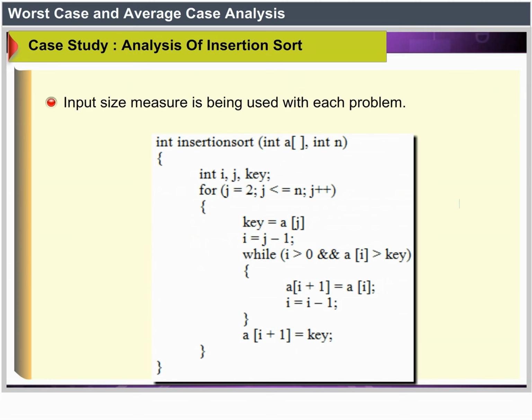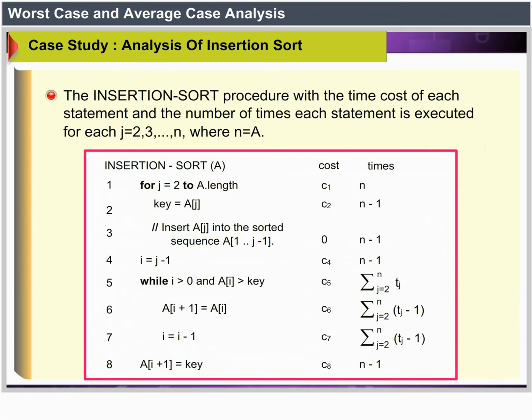This viewpoint is in keeping with the RAM model, and it also reflects how the pseudocode would be implemented on most actual computers. The insertion sort procedure is shown with the time cost of each statement and the number of times each statement is executed, for each j equal to 2, 3 up to n, where n equals A.length. The cost and times of each statement in the insertion sort procedure are shown in this figure.